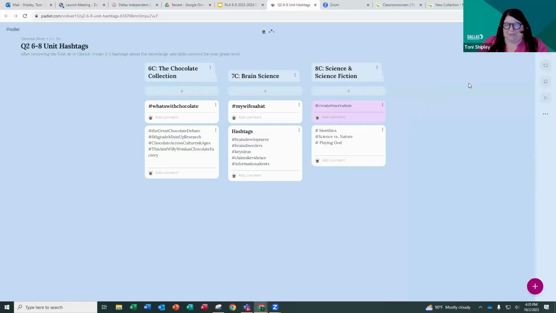Okay, good. We've got some hashtags coming in. We have some good hashtags coming in on the Padlet. Hold on just a moment. I'm trying to make sure I'm not on speaker. You guys are funny. These are awesome. I love it. Very cool. What's with chocolates? I gotta say, this ain't Willy Wonka's Chocolate Factory made me giggle.